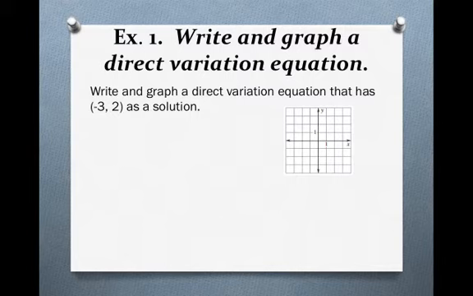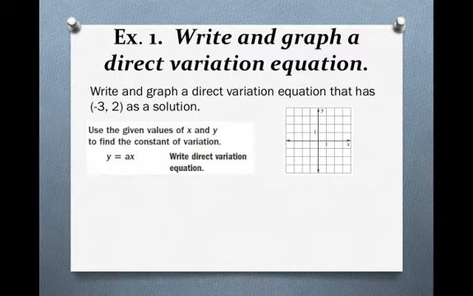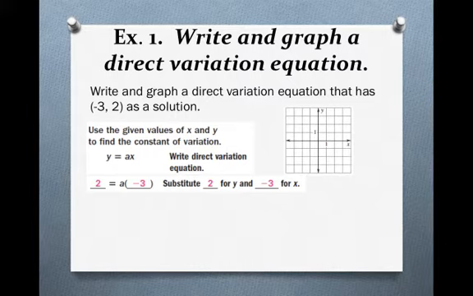For example 1, we're going to write and graph a direct variation equation that has negative 3, 2 as a solution. Now, we know an x and y value here, and we can use that to find the constant of variation because it has to be true for every xy pair. So we're going to use y equals a times x, and plug in the specific x value and the specific y value and solve for a. So 2 equals a times negative 3 because y is 2 and x is negative 3. So we substituted 2 for y and negative 3 for x.